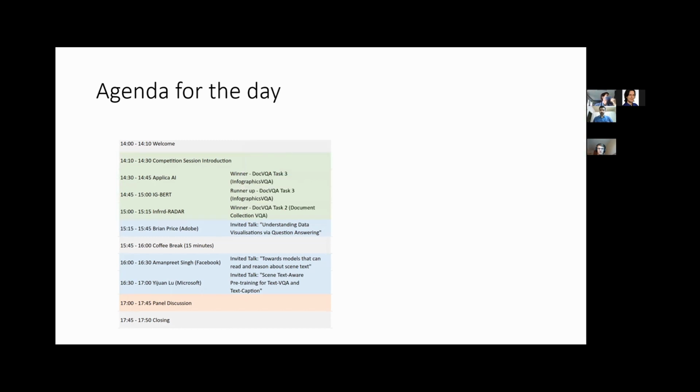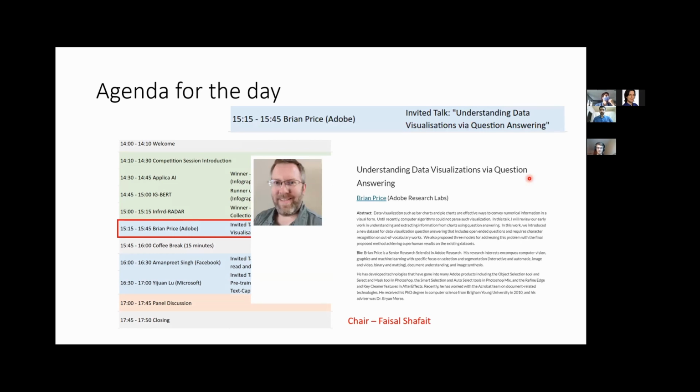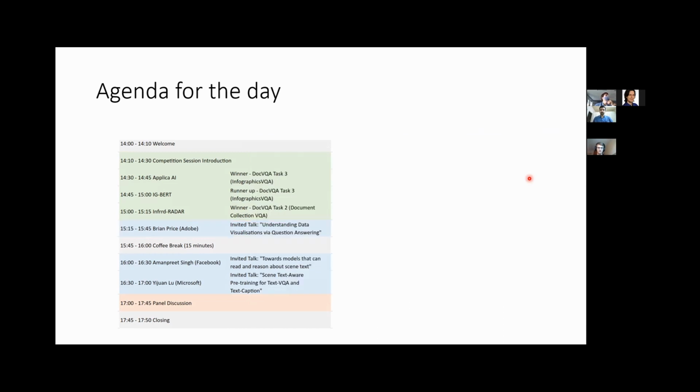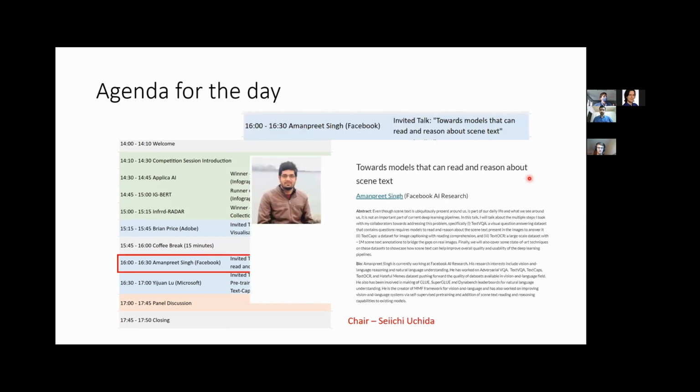Our first invited talk before the coffee break is from Brian Price, who works with Adobe. He will be talking to us about his experience in building datasets and models for chart understanding. Chair for this talk is Professor Faisal. After the coffee break, we have our second invited talk by Amanpreet Singh of Facebook. Aman has been working on DocVQA. He is also one of the main developers behind MMF, a PyTorch-based framework for research into multimodal problems in the context of vision and language. Professor Seichi will be chairing this talk.